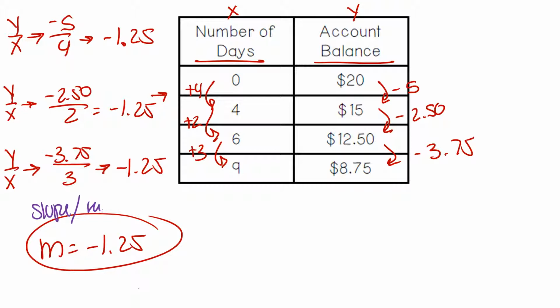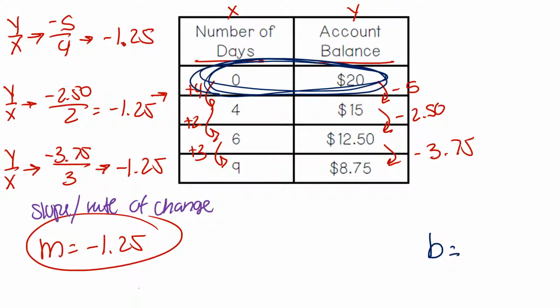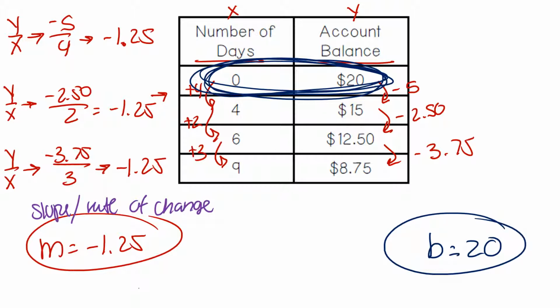Remember, that stands for the slope and the rate of change. For our b value, we need to see when x is 0. We actually have a 0 in this problem, the 0 and 20, and so our b value is 20. Remember, b stands for the initial value, also called the y-intercept.